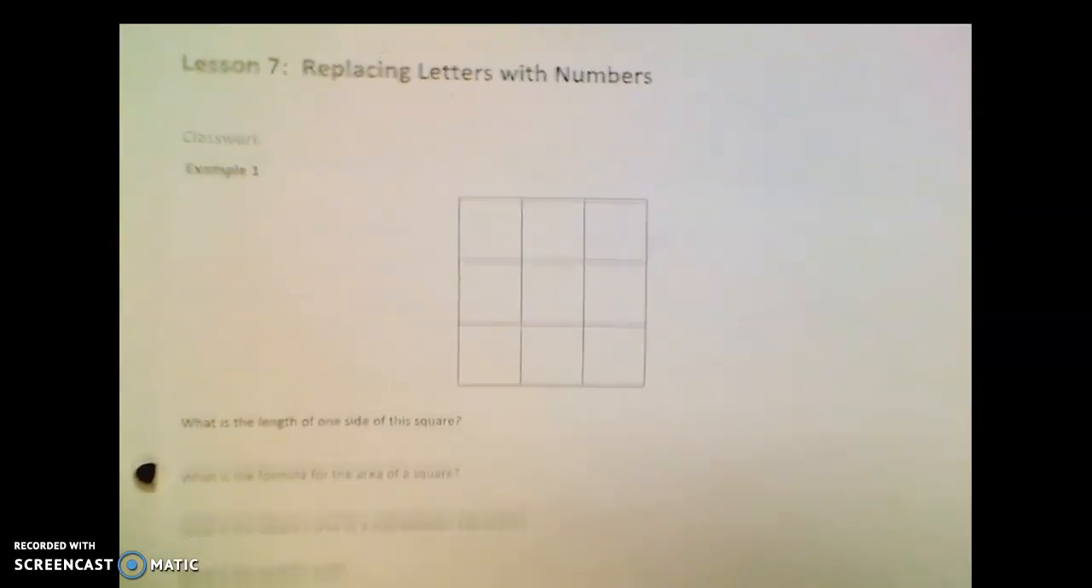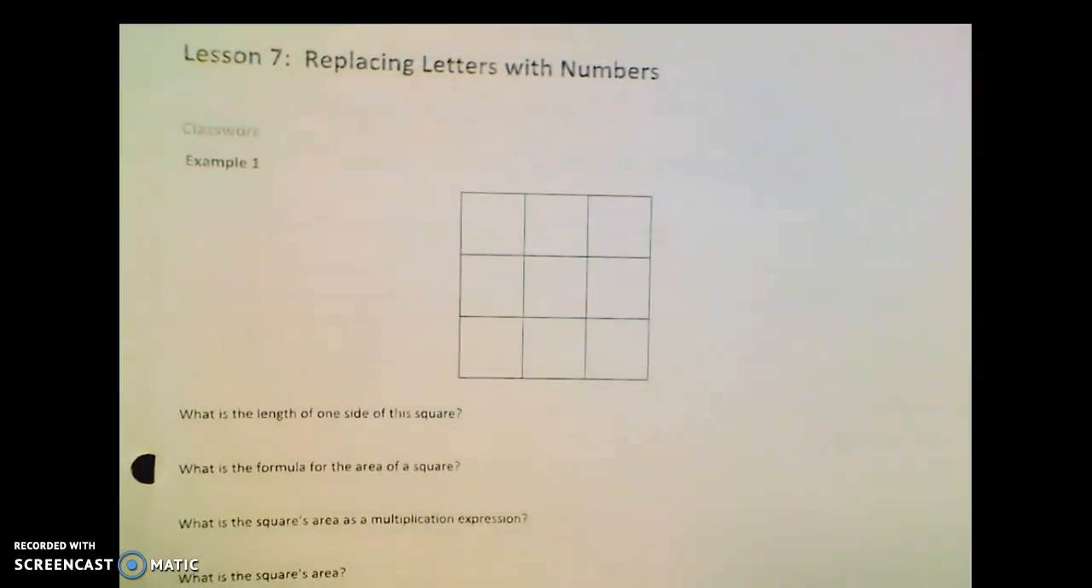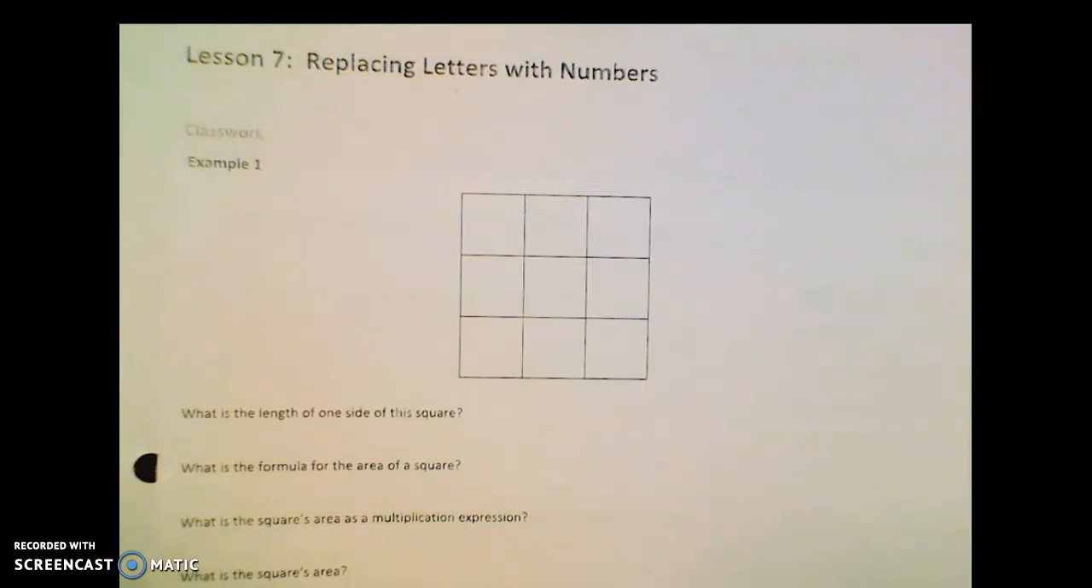Good afternoon, students. Today we are going to be working on Lesson 7, which is going to walk us through how we replace letters with numbers. So this is really getting into our algebra unit and how we utilize letters, specifically in formulas today, that can stand to help us solve any expression that we need to.